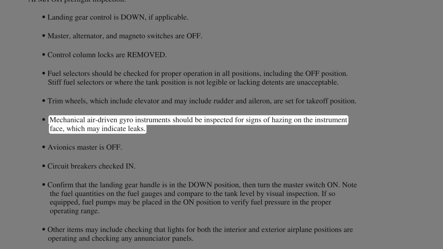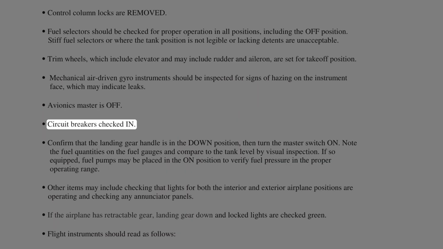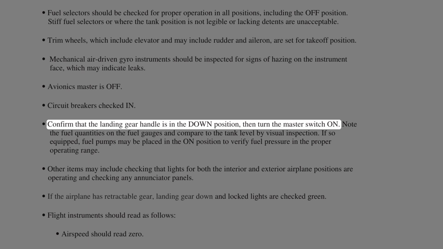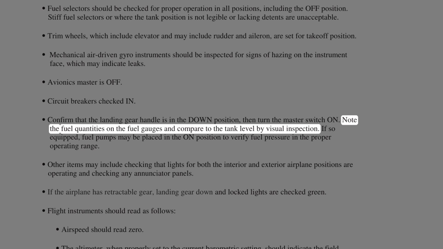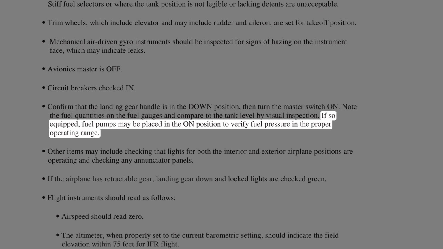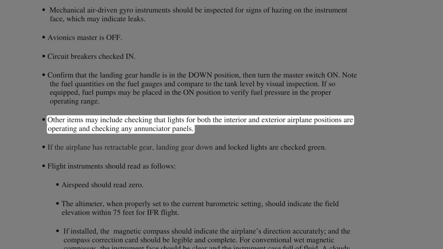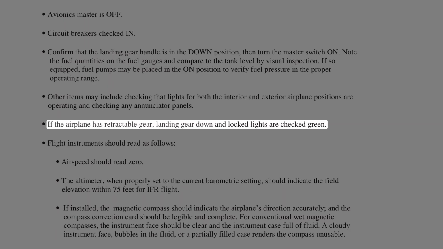Mechanical air-driven gyro instruments should be inspected for signs of hazing on the instrument face, which may indicate leaks. Avionics master is off, circuit breakers checked in. Confirm that the landing gear handle is in the down position, then turn the master switch on. Note the fuel quantities on the fuel gauges and compare to the tank level by visual inspection. If so equipped, fuel pumps may be placed in the on position to verify fuel pressure in the proper operating range. Other items may include checking that lights for both the interior and exterior airplane positions are operating and checking any annunciator panels. If the airplane has retractable gear, landing gear down and locked lights are checked green.